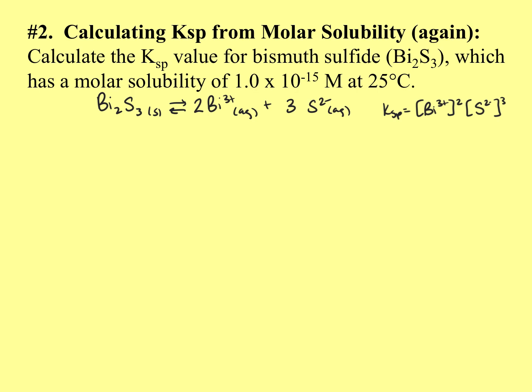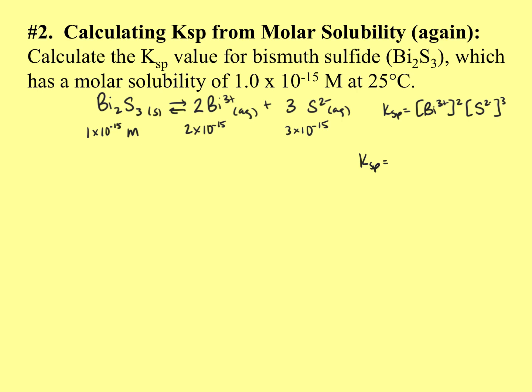Okay, so the molar solubility of this is 1 times 10 to the negative 15th, and we're talking specifically about the Bi2S3. Okay, and that's the molarity of this. Now, because of the 2 to 3 ratio, you're going to multiply this number by 2 to find the concentration of the bismuth ion at equilibrium. So that's going to end up being 2 times 10 to the negative 15th. And then this one will be 3 times 10 to the negative 15th. And these are the equilibrium values.